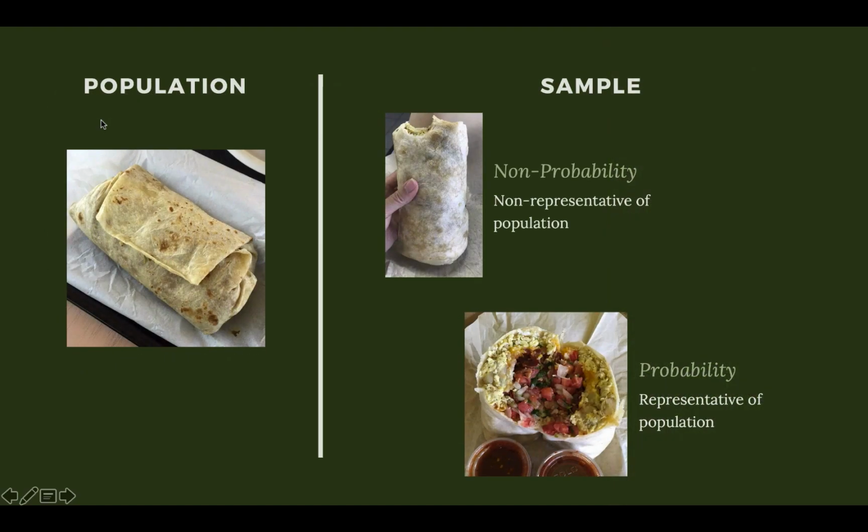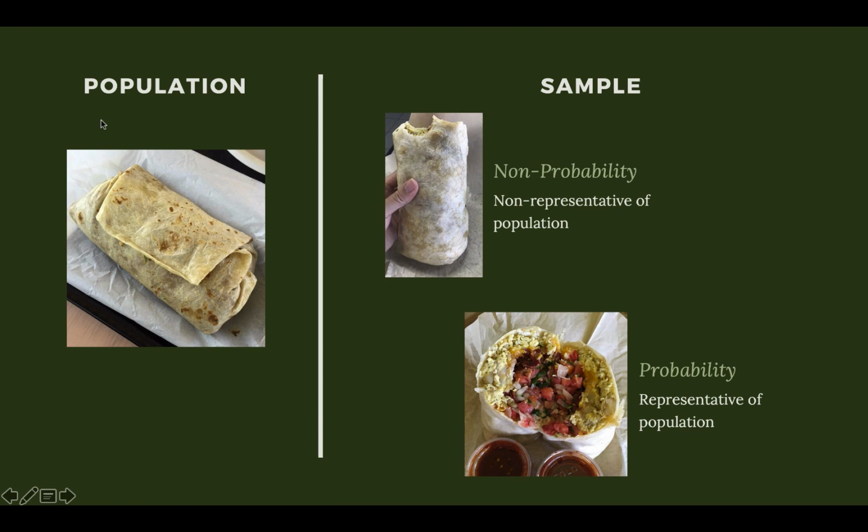So here's an example. A lot of people like to use the soup pot example. I, on the other hand, love burritos. So I'm going to use burritos as the example. Here we have on the left the population, which is the entirety of that burrito. On the right, we have two kinds of samples: a non-probability and a probability sample.